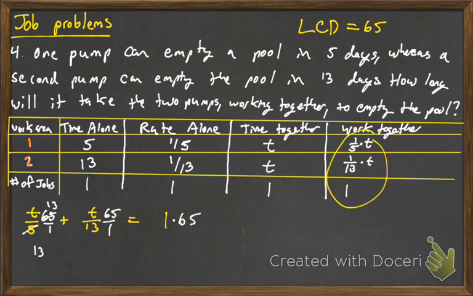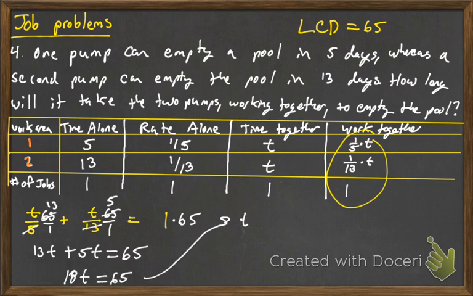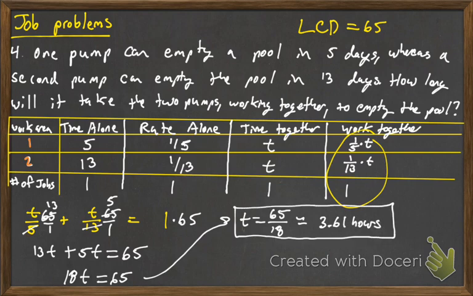5 goes into 65 13 times. 13 goes into 65 5 times. And then 1 times 65 is 65. Combine your like terms. 18t is equal to 65. Divide both sides by 18. T is equal to 65 over 18. Or we can get a decimal approximation of about 3.6. And it is not hours. We got days. So let's go ahead and change this to days. Okay.